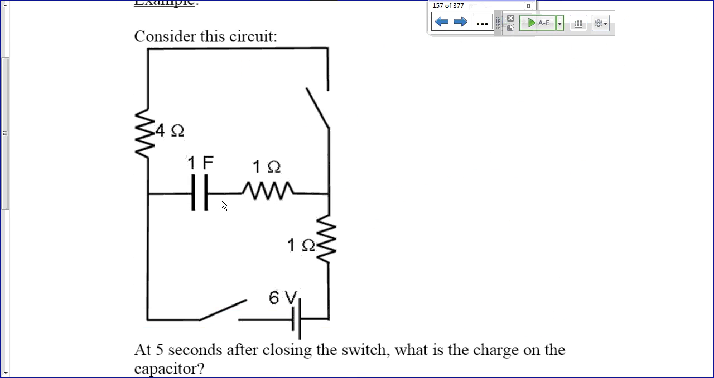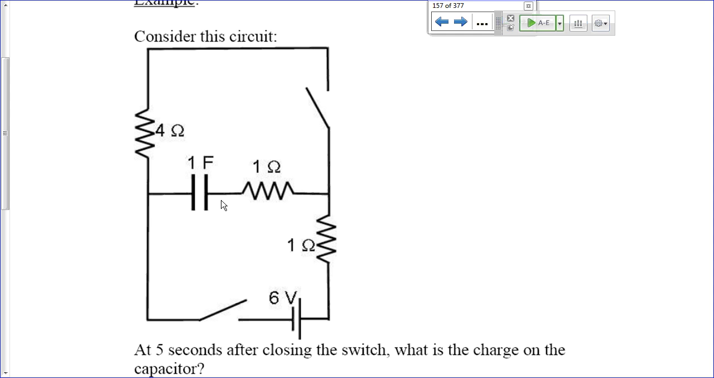So let's consider this circuit. At 5 seconds after closing the switch, what is the charge on the capacitor? Let me look and see. There are 2 switches. I'm guessing it's the one that would actually complete the circuit and start charging anything.